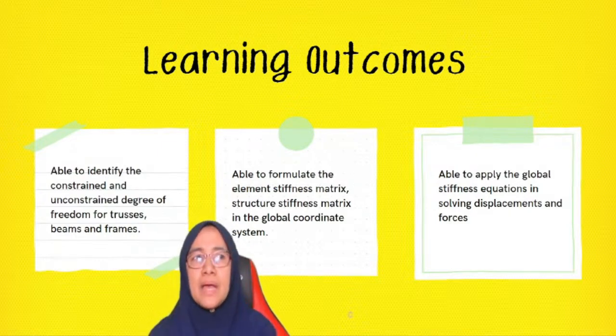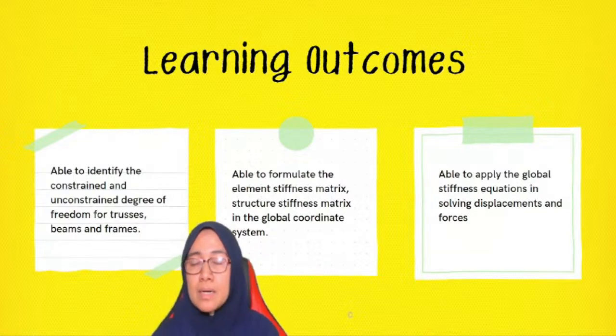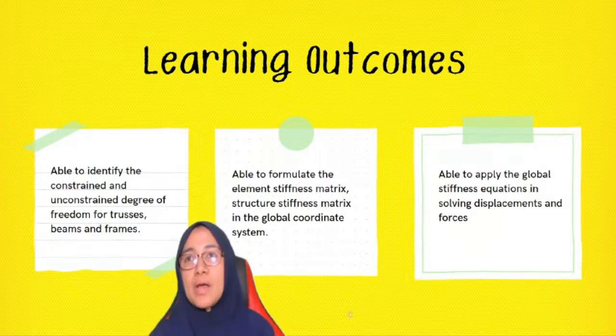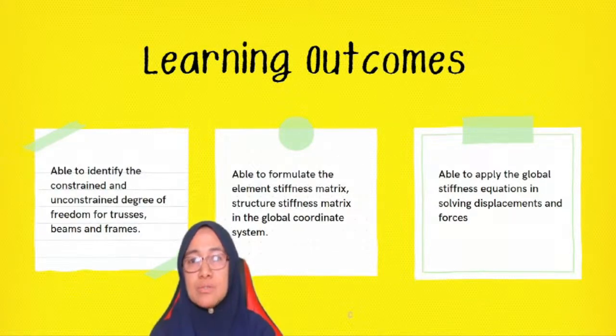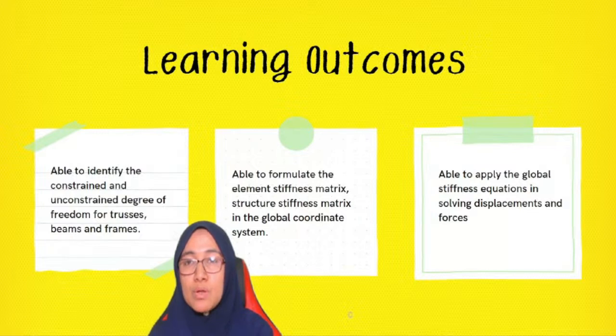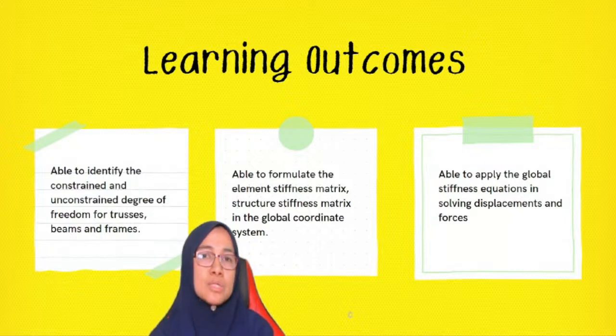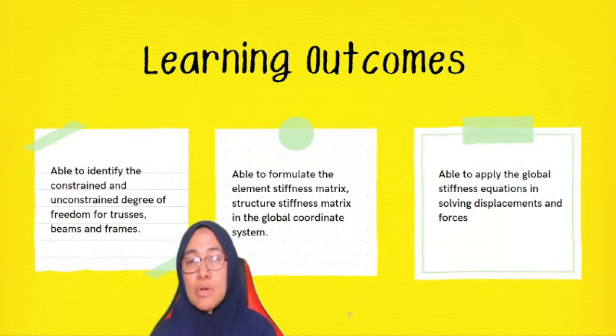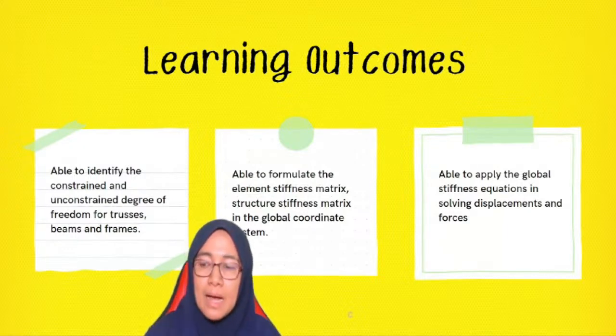Remember joints. We will use the term node to represent joint. Joint A, joint B, joint C, we change to node. We will call them node number 1, node number 2, node number 3, and so on. Understanding node is very important because degree of freedom we will count per node.